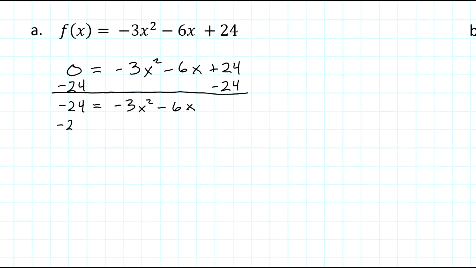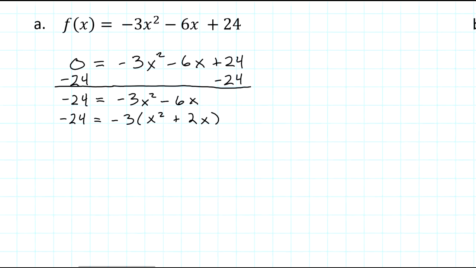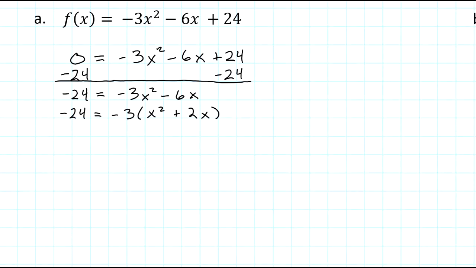I'm then going to go ahead and factor the negative 3 off of the x squared. So we have minus 3, open parentheses, x squared, and then it'll be a plus 2x. When I divide negative 6 by negative 3, we get a positive 2. We then want to divide the negative 3 off of both sides. Divide both sides by negative 3 to clear that. We get 8 equals x squared plus 2x.